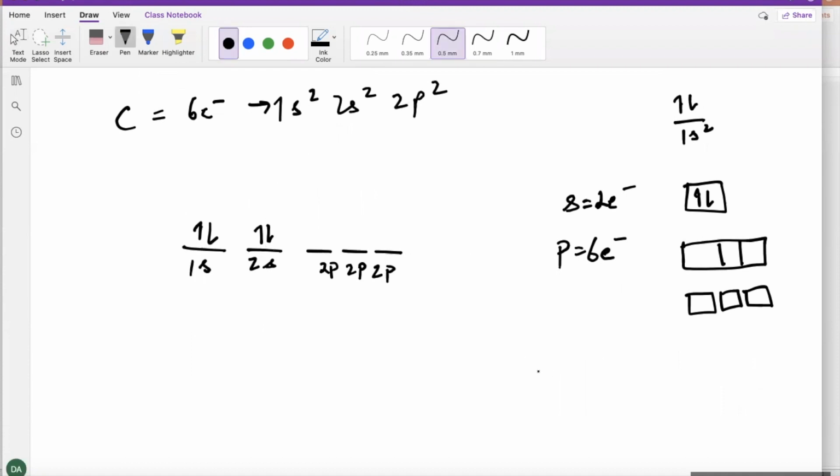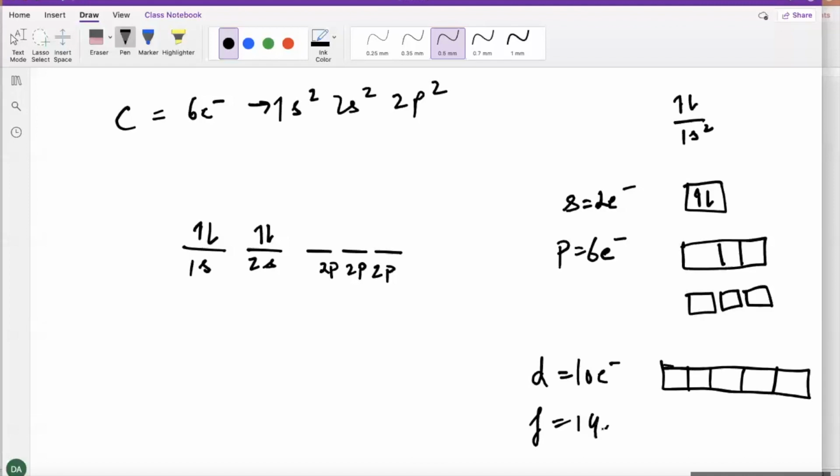Can you tell me D, which can take 10 electrons? How many boxes do you expect? Each box can take 2, so I expect 5 boxes. So this box will now be divided into 5 sections. That's how D is going to look. F can hold 14 electrons, so it's going to have 7 boxes.